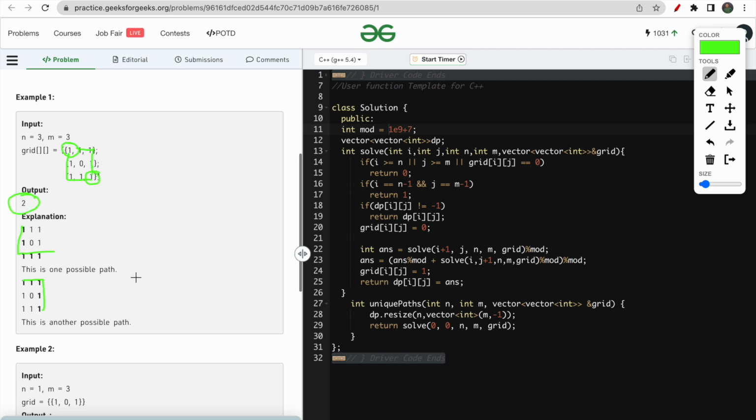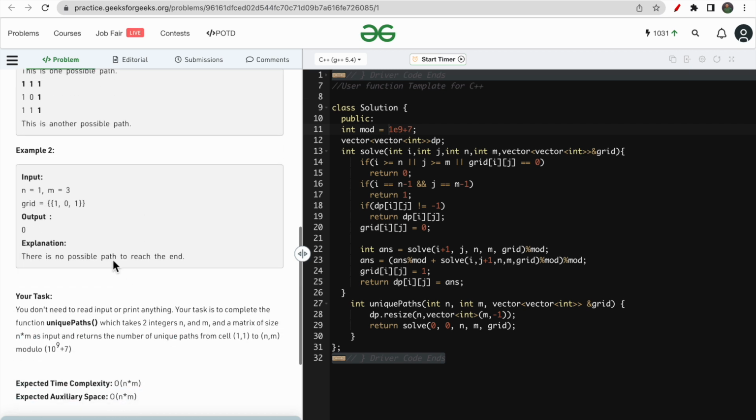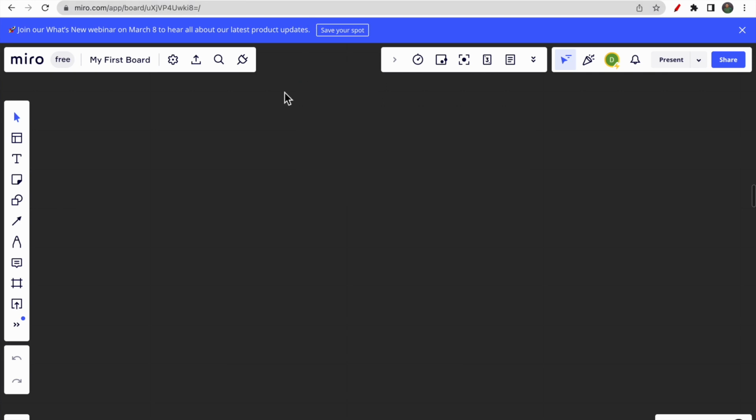Now let's say you have something like this here. So this is the starting position, this is the ending position, and in between there is only one cell, and that is 0. So you can't travel from the starting to the ending because the cell in between is 0. So there is no path. Got it?